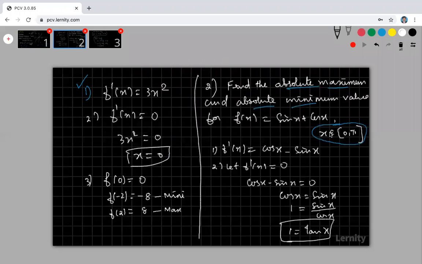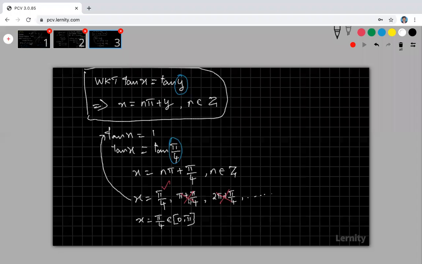Are you okay? 0 to pi. So suppose 0 to 2 pi is given, then what values belong to this interval? Suppose I'm changing the interval to 0 to 2 pi. Then pi by 4 belongs to 0 to 2 pi, and pi plus pi by 4, that is 5 pi by 4, also belongs to 0 to 2 pi. Both pi by 4 and 5 pi by 4 belong to 0 to 2 pi. This other value does not belong to 0 to 2 pi.